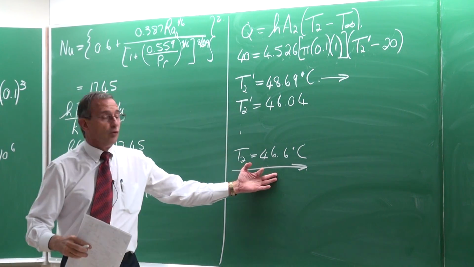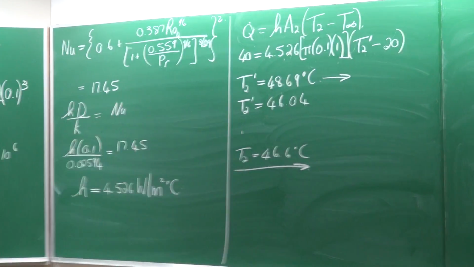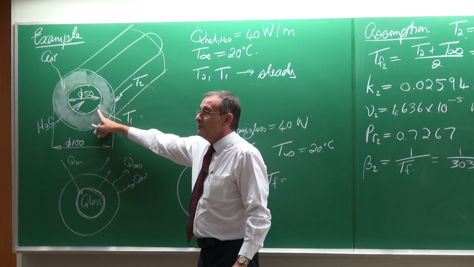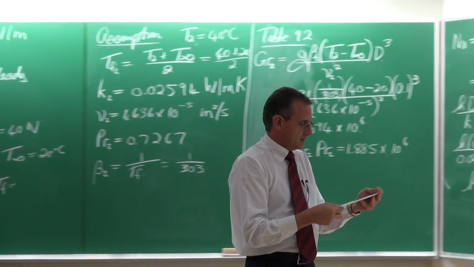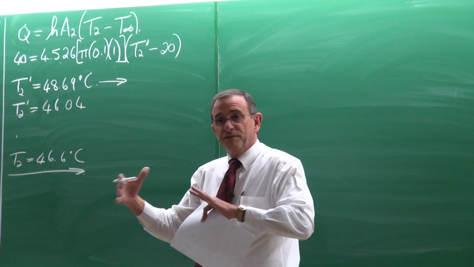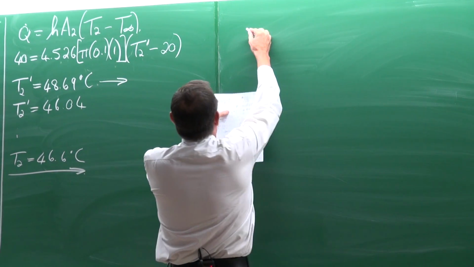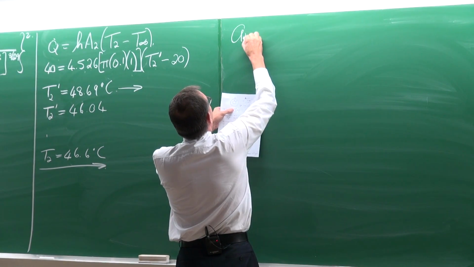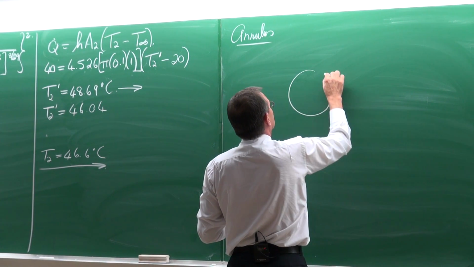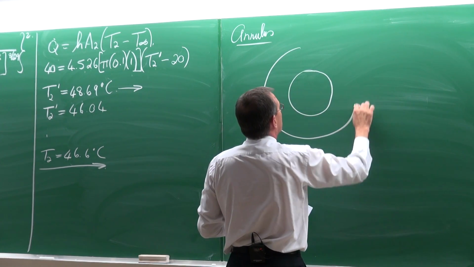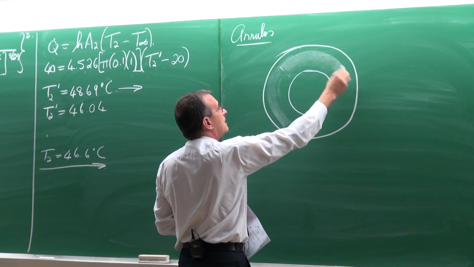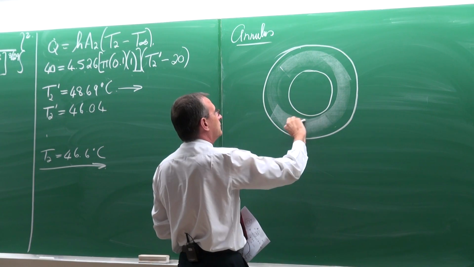Okay, so this is now for the glass. The other part of the question was, we also need to get the wall temperature of the aluminium. So let's do that. What we have now is an enclosed annulus. So we've got that as the aluminium, and there is the glass. And this is now the area in which we have natural convection.